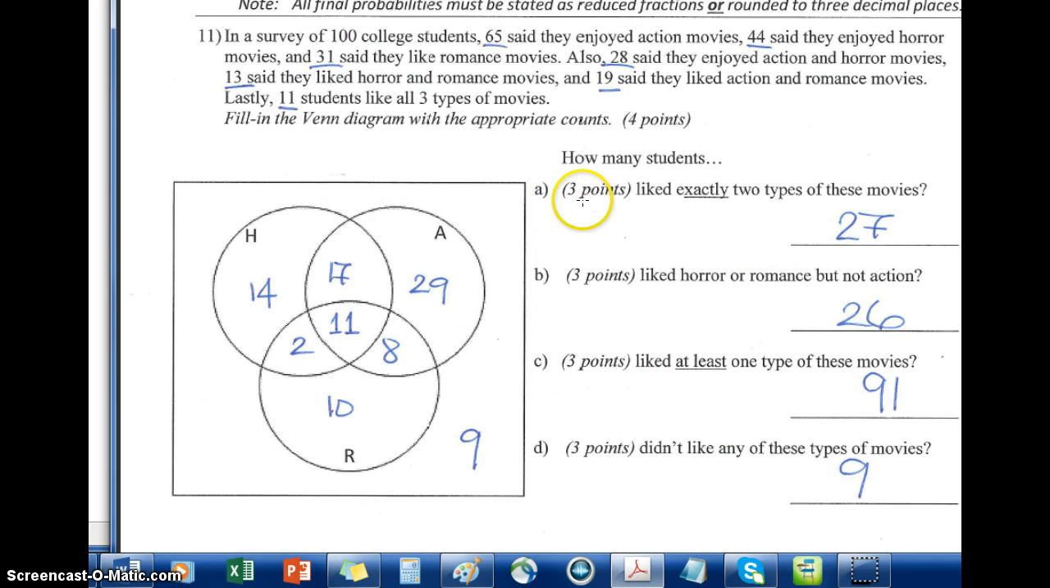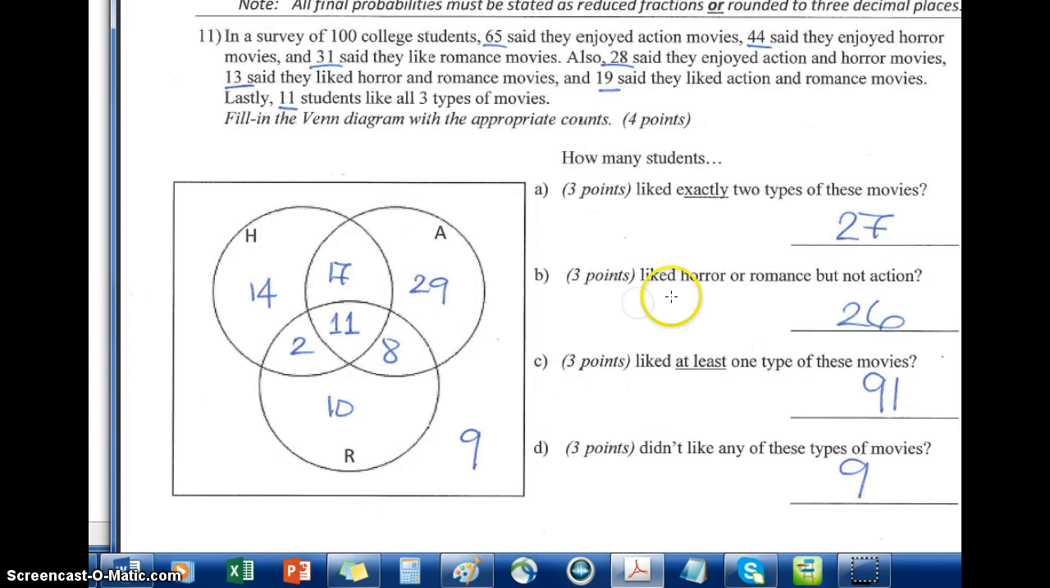So number 11, select exactly 2 types of movies. So we want people who are in only 2 overlaps, or only in 2 circles at a time. So we take this 2 here, the 17, and the 8. Those people are in 2 circles at a time. They like exactly 2 types of movies. These people are left out because they like 3 types, and all of these people like just 1 type.